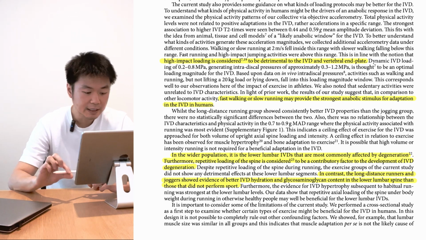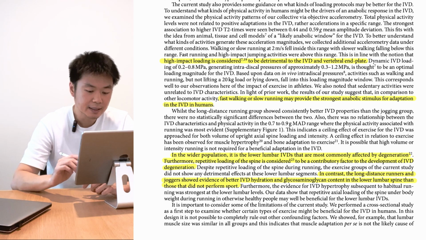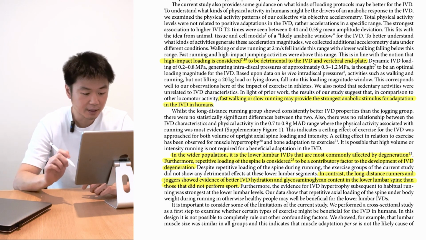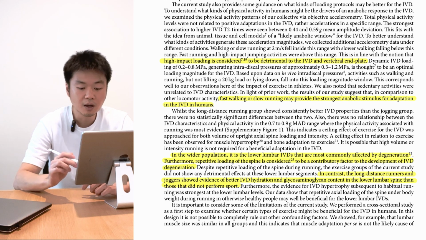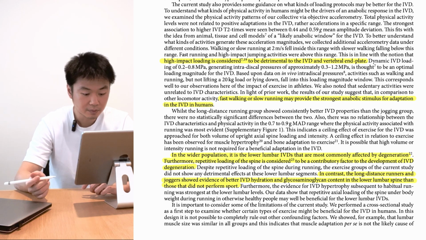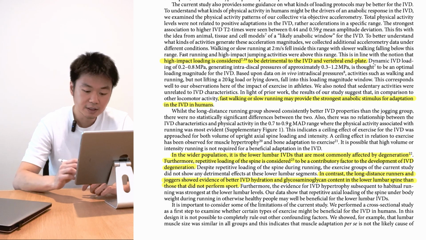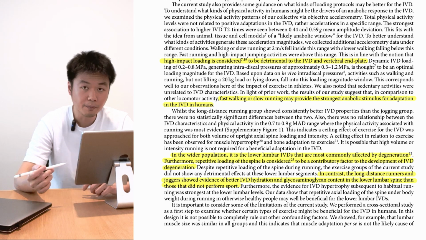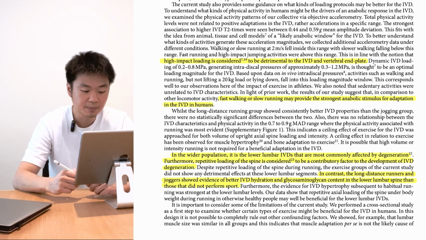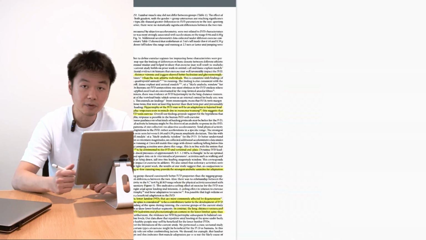So in the wider population, it is the lower lumbar discs that are most commonly affected by degeneration. Furthermore, repetitive loading of the spine is considered to be a contributory factor to the development of disc degeneration. In contrast, long-distance runners and joggers show evidence of better disc hydration and glycosaminoglycan content in the lower lumbar spine than those who did not perform sport.